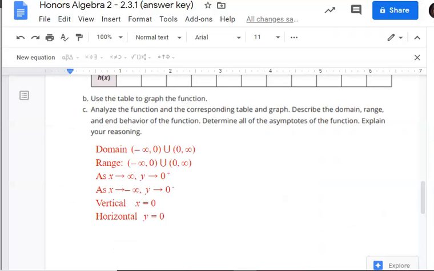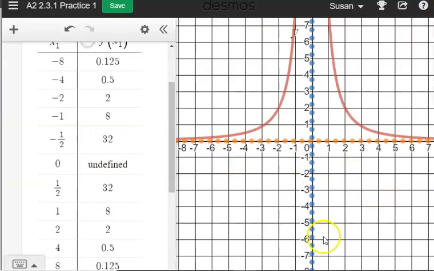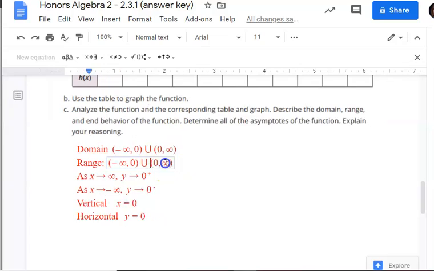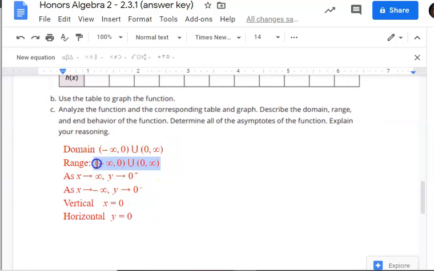So the next thing is the range. Well, this is different because there are no values below 0. All of the y values are above the x-axis. So what you want to do for your range is just put 0 to infinity. So let's get rid of negative infinity to 0 and just put the 0 to infinity.